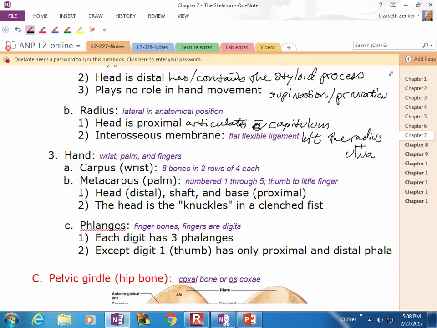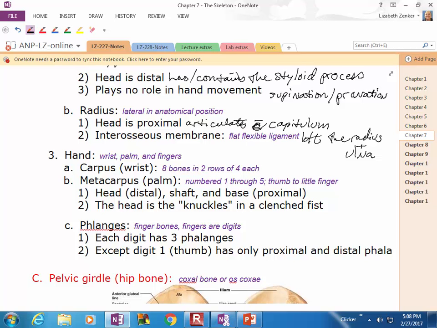Remember, anytime you have ridges, spines, processes, things are attaching to them. And this basically just keeps things stable, especially as you are supinating and pronating, so it won't let things slide too much, and it's like a stabilizing ligament in between. It's really flat and thin too.